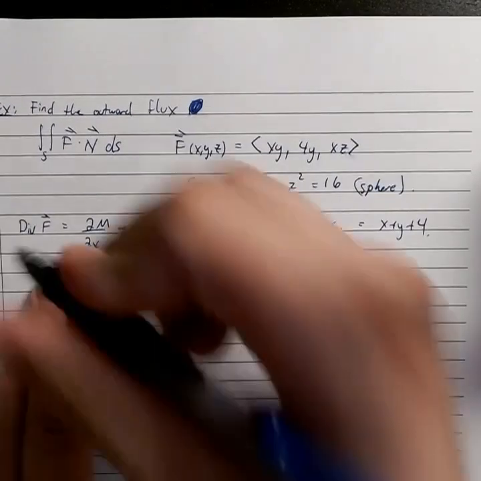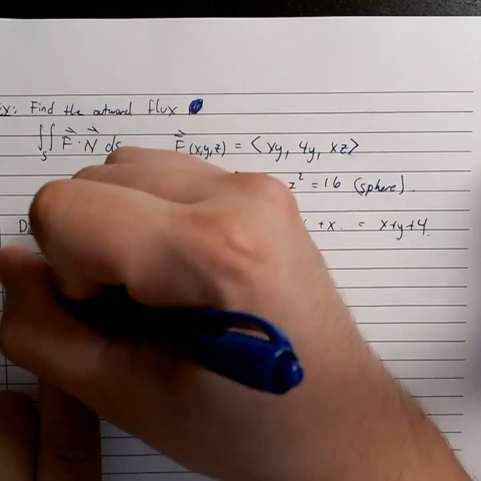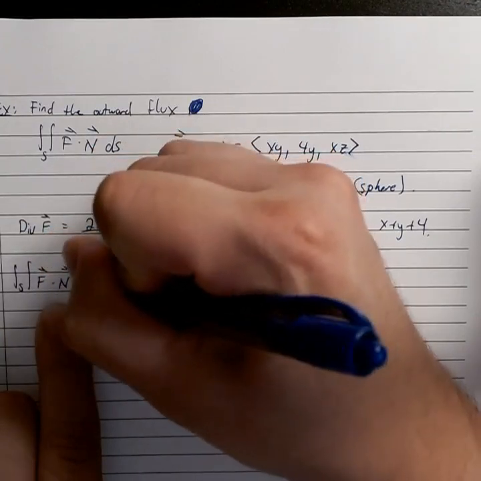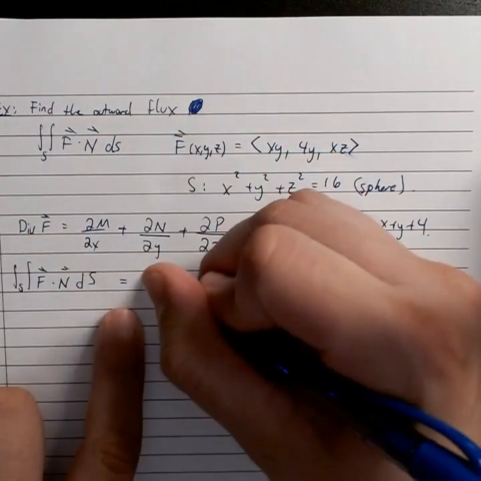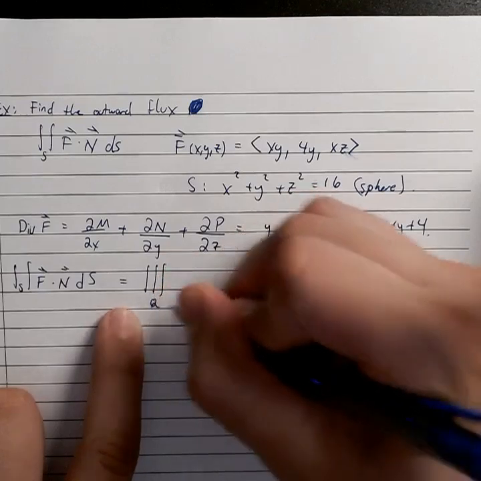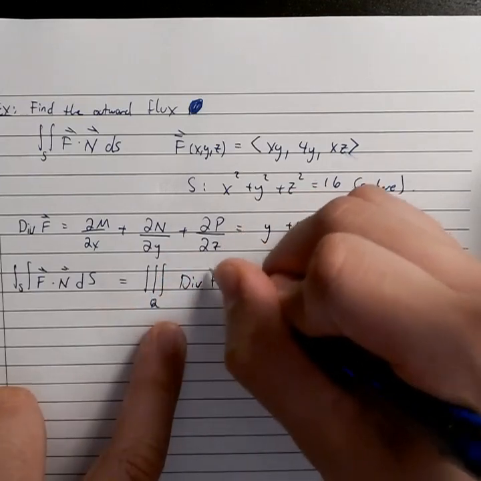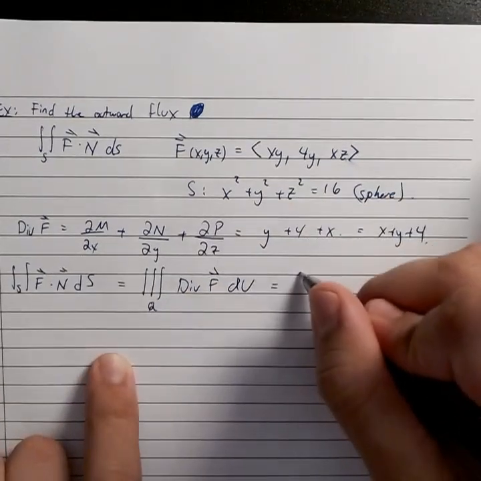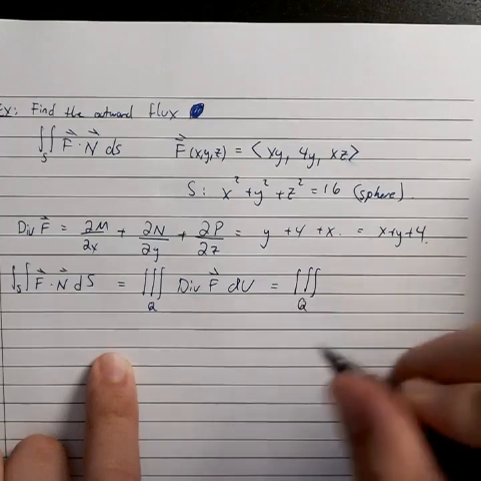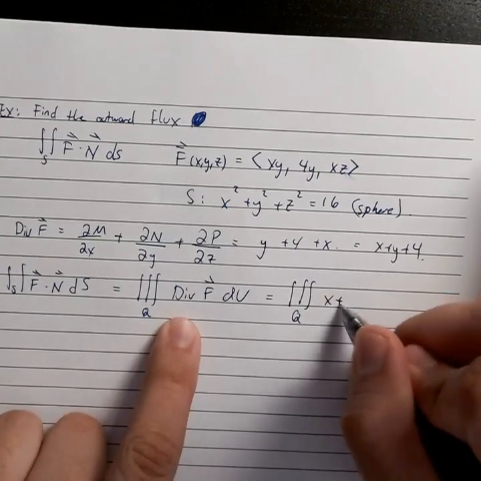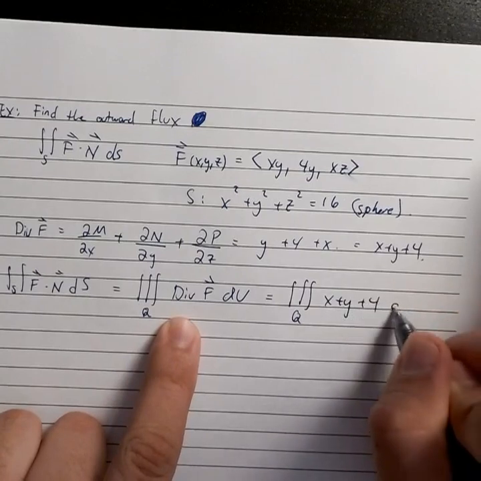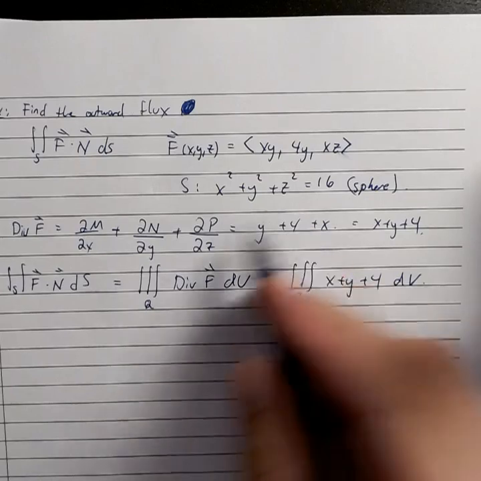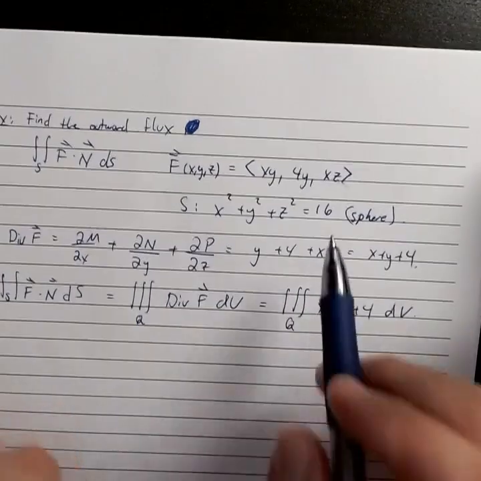All right, so now I know by the divergence theorem that the flux integral of F through the surface S is going to be given by the triple integral over Q of the divergence of F dV, which for this particular example is the triple integral over Q of x plus y plus 4 dV. Now we know Q is the sphere of radius 4.